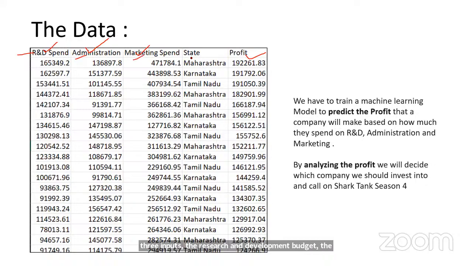So this is not the state. This should be the season. So in the data, I have changed this to season 1, season 2, or season 3, which season that company is featured. So according to the four inputs, how much the profit will be. If the company is profitable, only that company will be called.